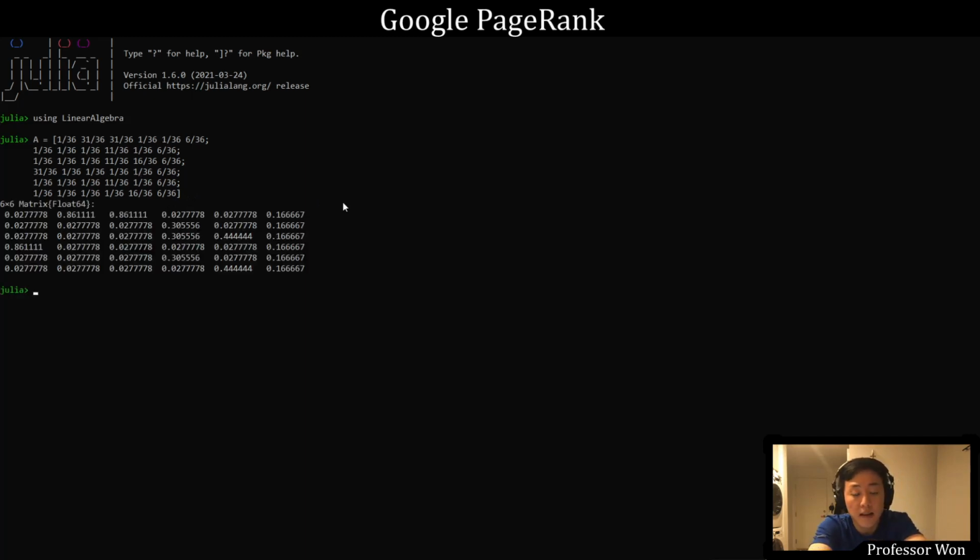There it is. And notice that this is a positive Markov matrix. It's a Markov matrix. Its columns sum to 1 because we made each column represent the probabilities of where you would end up after you left that vertex.